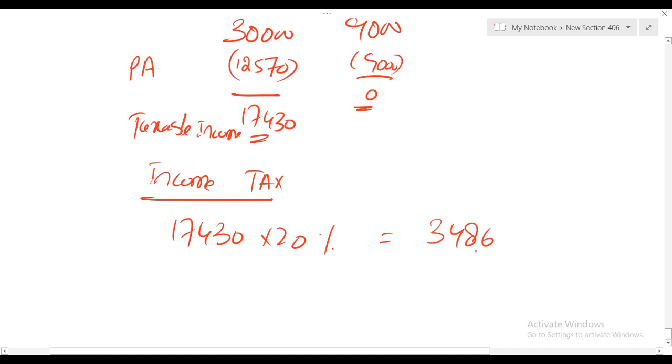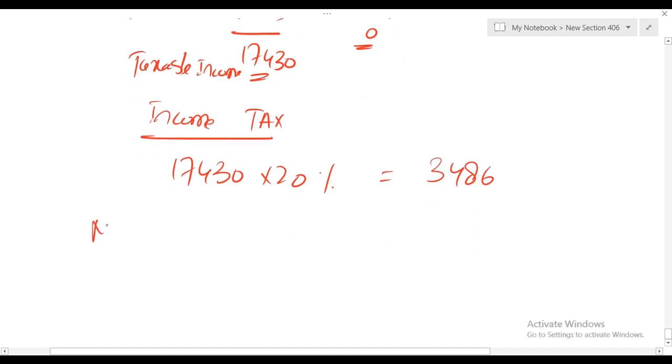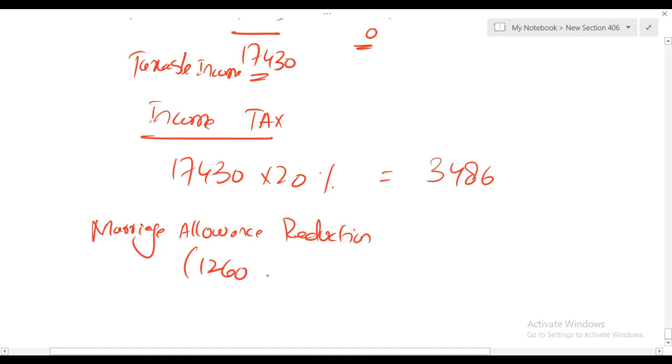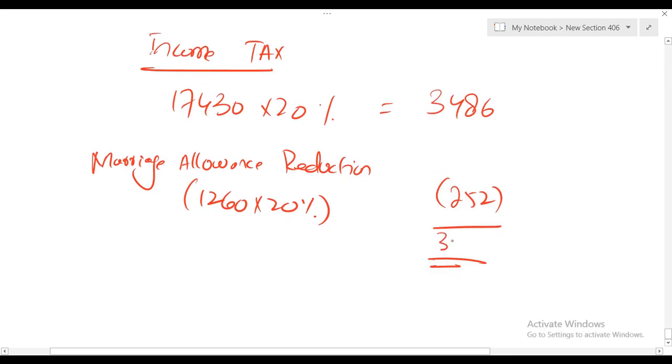Now listen. Since the couple has claimed marriage allowance, which is 1260, what happens due to marriage allowance? Look at this. I'll write marriage allowance reduction. How to calculate the marriage allowance reduction? First you write 1260, then you take 20% of this. 20% of 1260 comes to 252. So this 252 will reduce the income tax liability of the husband. 3486 minus 252. So now the income tax liability is 3,234.